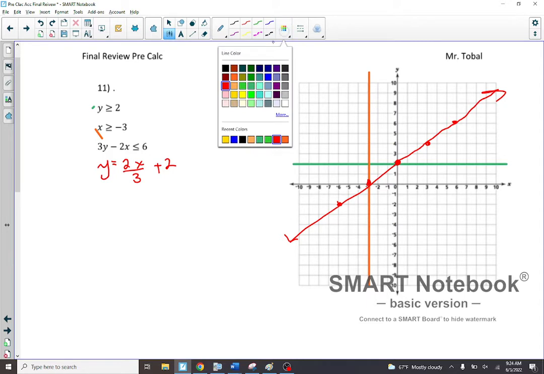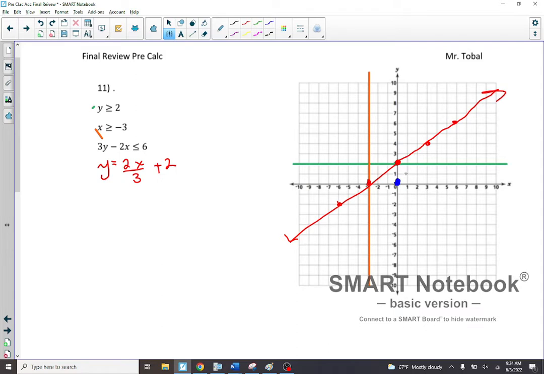Okay, let's put a test point again. We could use 0, 0 if we want. So y is less than 2, or y is greater than 2. If you plug in 0, 0 is greater than 2. That's false, so we're going to go up from here.